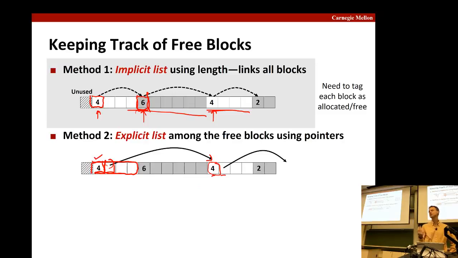But what's the drawback of this compared to the free? If you allocate a piece of memory that's free, then you have to go to the previous free memory and adjust the pointer to be the next free piece of memory. Right.